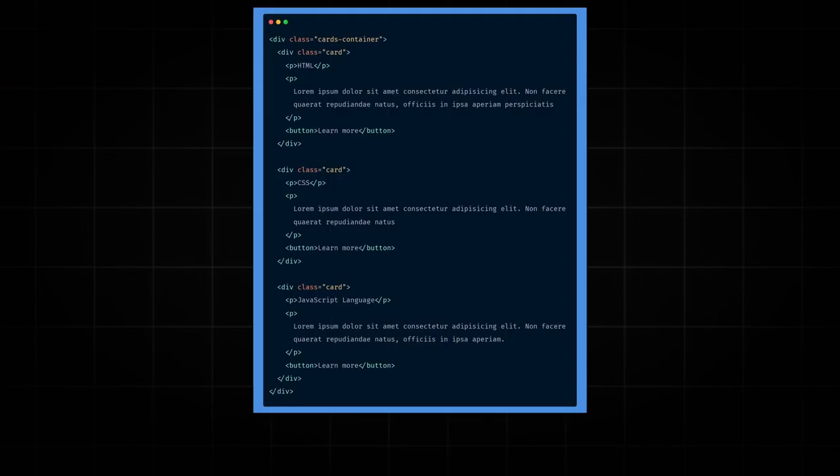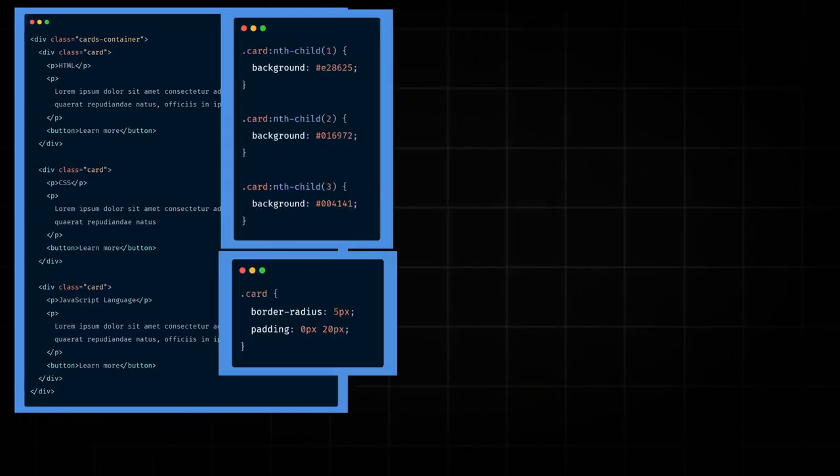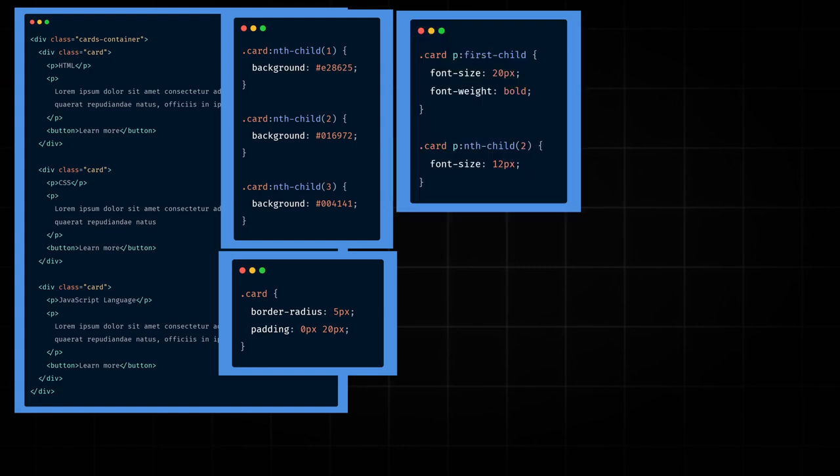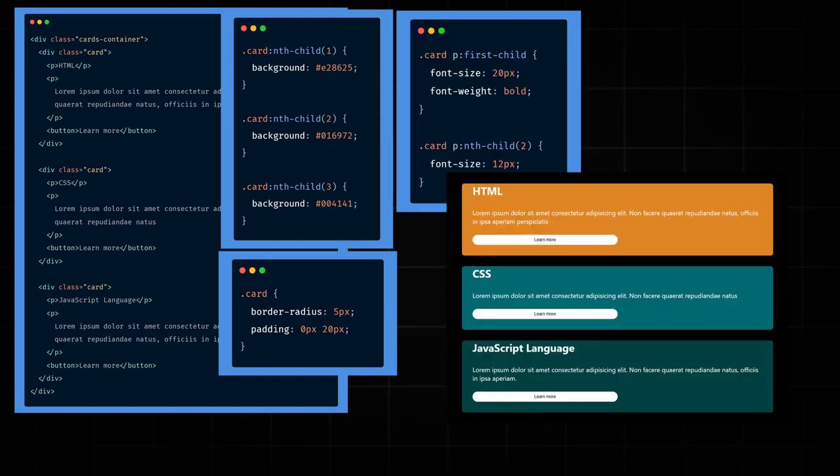So let's break down this powerful CSS property. Now, let's continue with subgrid and go step by step. First, let's start by creating the cards with HTML. I will set a parent div and give it the cards container class. Then, inside it, I will add 3 div elements. For each one, I will give it the class card. Inside each card, we will have a title, a description, and a button. Let's give each card a different background color, set border radius and padding, and also adjust the font size for the title and the description to make them clearer.